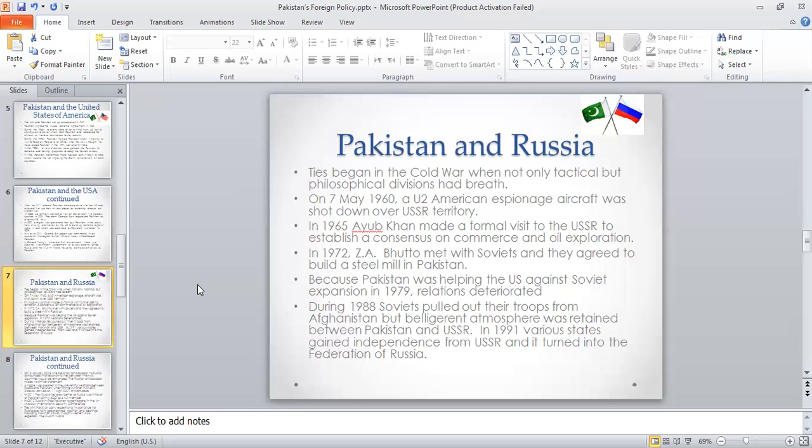In 1972, Zulfikar Ali Bhutto met with Soviets and they agreed to build a steel mill in Pakistan. Because Pakistan was helping the US against Soviet expansion in 1979, relations deteriorated. During 1988, Soviets pulled out their troops from Afghanistan, but a belligerent atmosphere was retained between Pakistan and the USSR. In 1991, various states gained independence from the USSR and returned into the Federation of Russia.